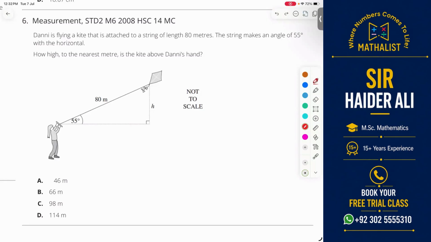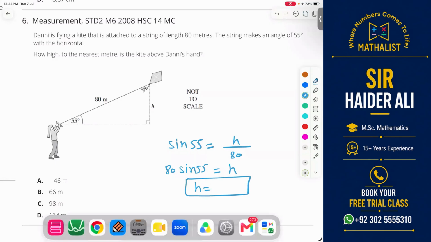And next one, sine formula. Sine 55 is equal to h over 80. So now, 80 is dividing here. 80 will move to the other side and multiply with sine 55. Oh, okay, I divided it.